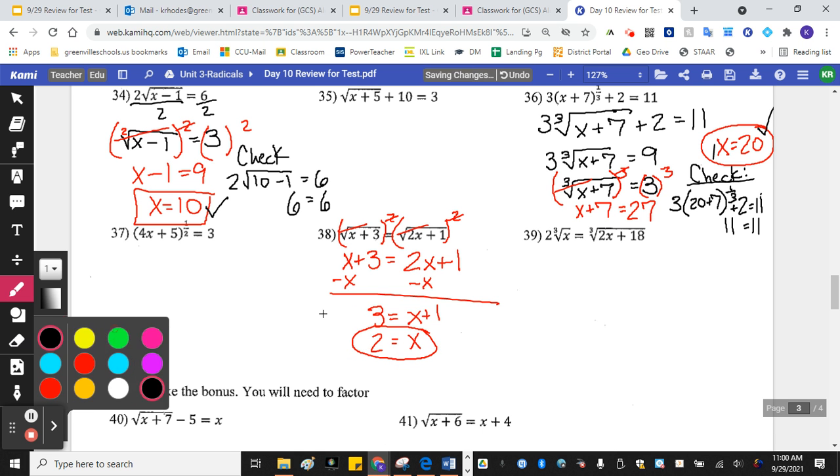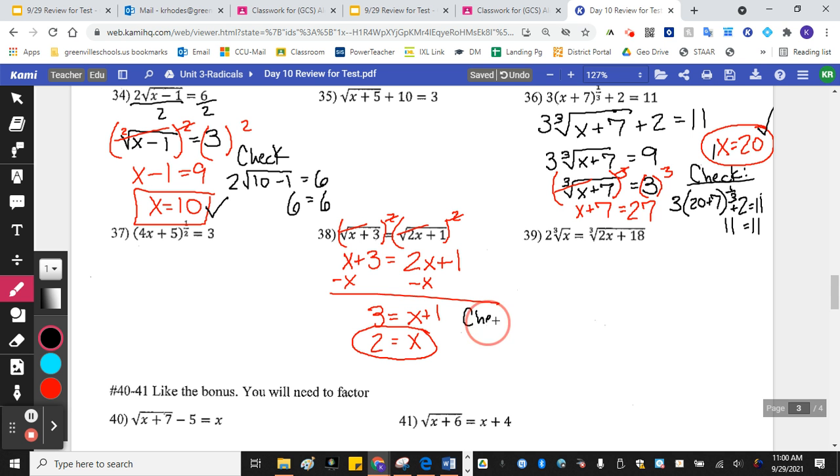When you check your answer, if there's two x's, you plug your answer into both x's. So the square root of 2 plus 3, square root of 2 times 2 plus 1. Do they equal? Yeah, this would be the square root of 5, and this would be the square root of 5. So 2 is your answer. Make sure I'm not circling square root of 5 equals square root of 5. I'm circling that x equals 2. This is just that I checked my answer.